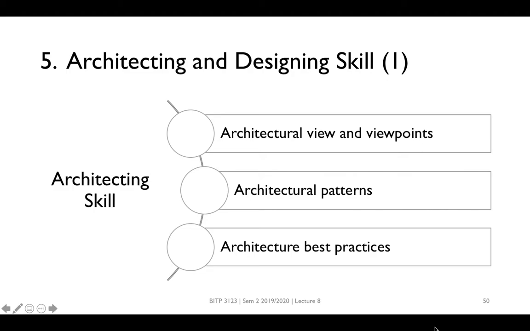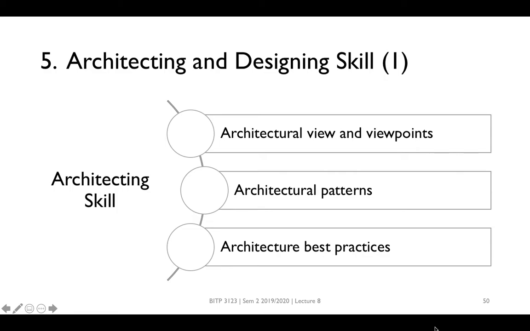The next skill is about architecting and designing skill. Architecting and designing are two tasks that will find optimal solution to the problem. The problem here is referring to the EA that we are going to build. Basically, this skill is related to defining the technical components and structure for EA.